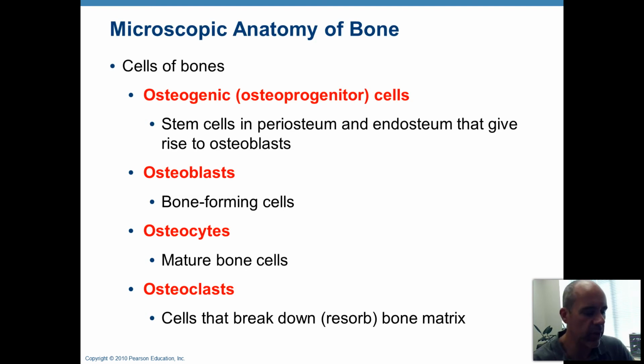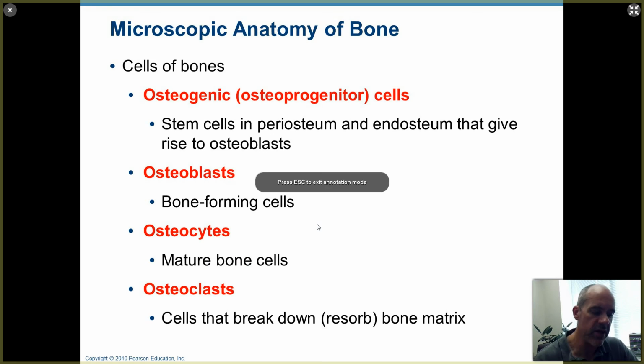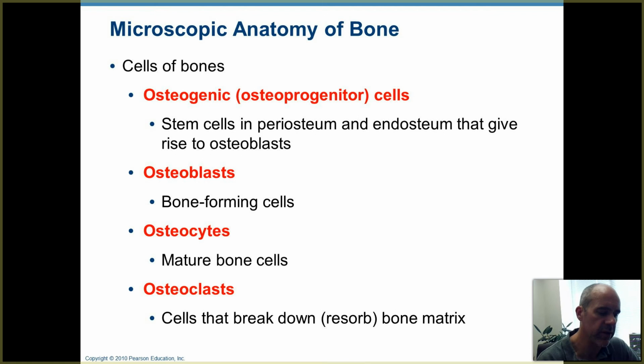All right, first of all, if you're looking at the microscopic anatomy of bone, we've already mentioned the names of these cells, and we'll talk a little bit more about their function here. Bone does have cells in it. The different types include osteogenic cells. Genic reminds you of genesis, like the beginning. These are stem cells.